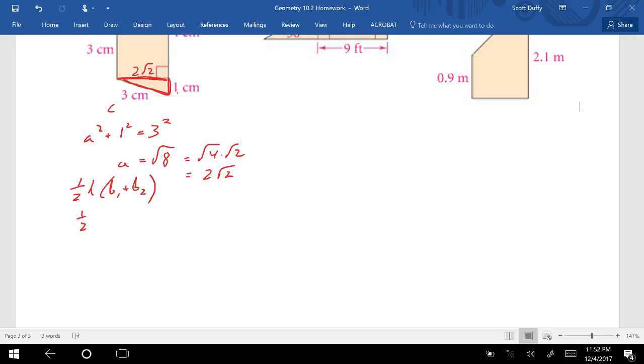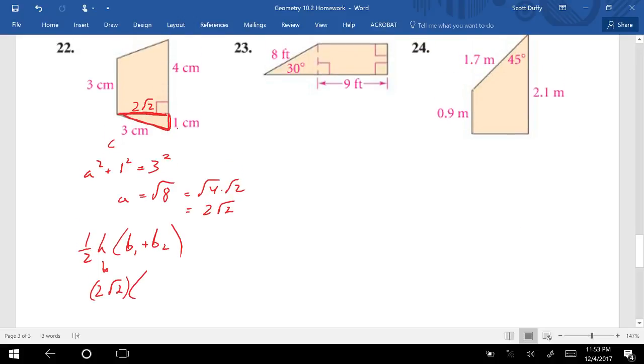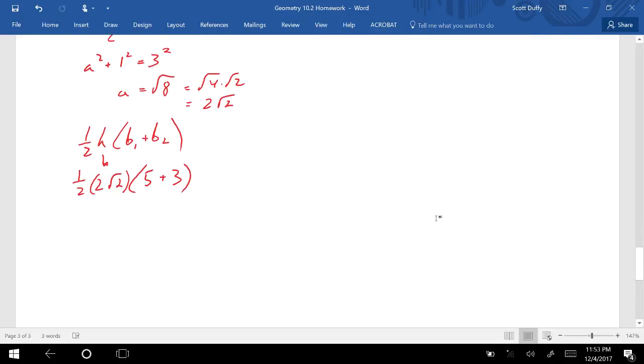So when I plug it into my equation, 1/2 times height times base 1 plus base 2. My height is 2 square root of 2. And then base 1 plus base 2, well, base 1 would be 4 and 1 is 5. Base 2 is 3. And I can put these together to make 8. So I have 1/2 times 2 square root of 2 times 8.